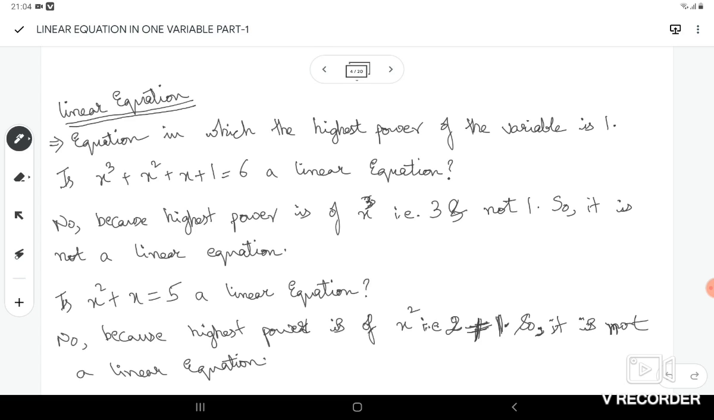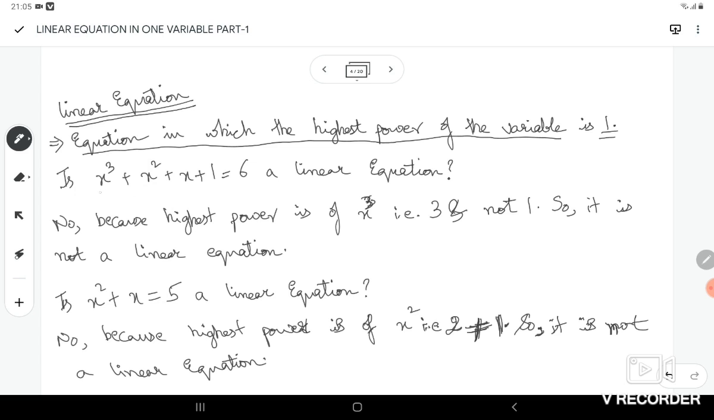Now let us see what is a linear equation. Before directly jumping to what a linear equation is, we will take certain examples and see whether these equations are linear equations or not, to make our concept clearer. Now what is a linear equation? An equation in which the highest power of the variable is equal to 1 is a linear equation.